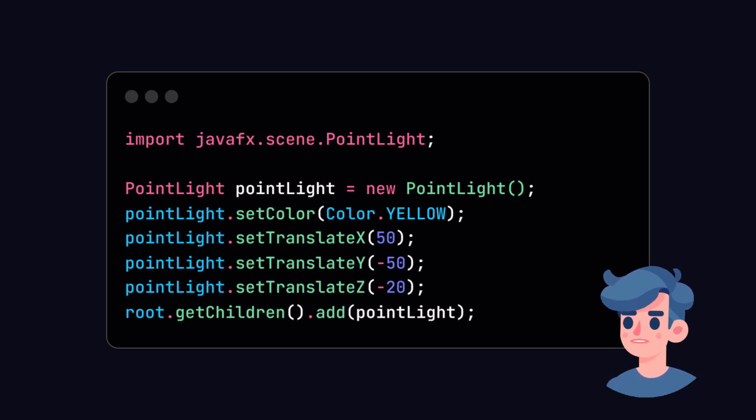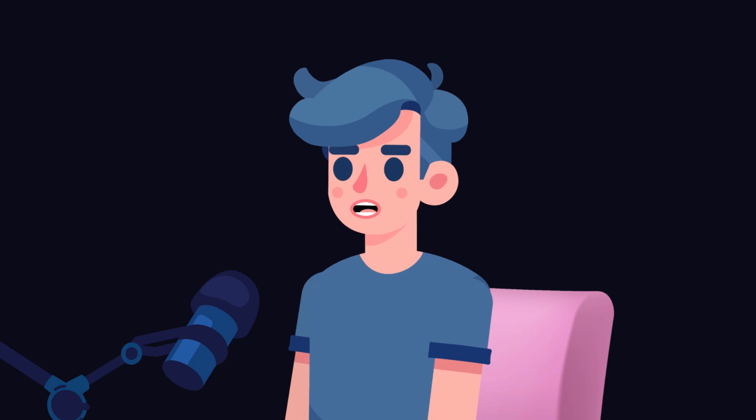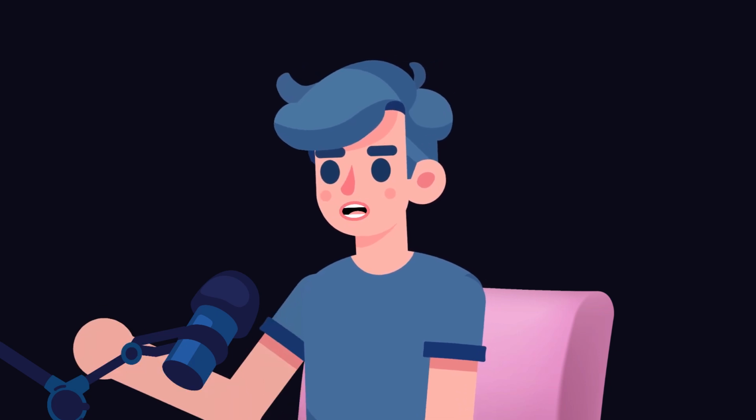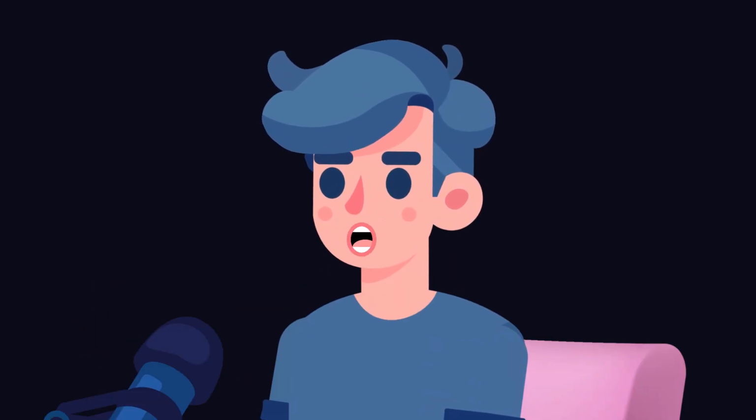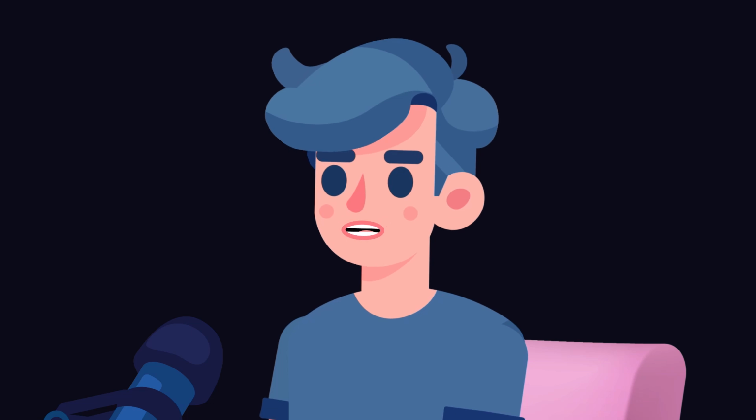We'll add a point light to our scene. In this part, we created a point light, which emits light in all directions. We can adjust its position to create different lighting effects.